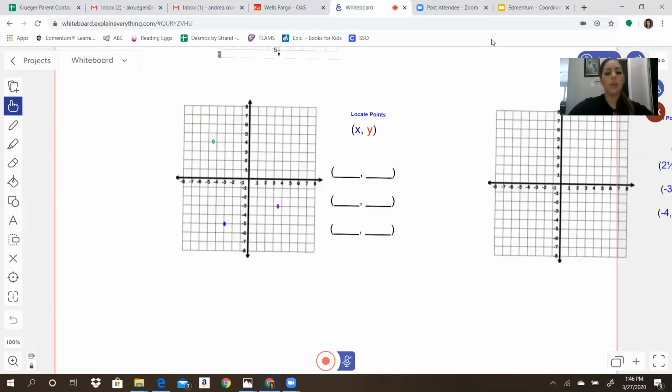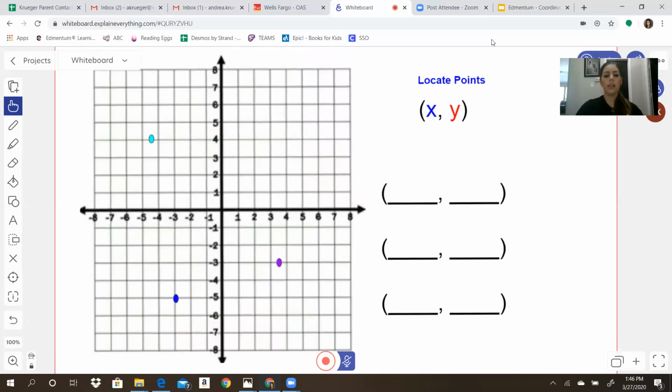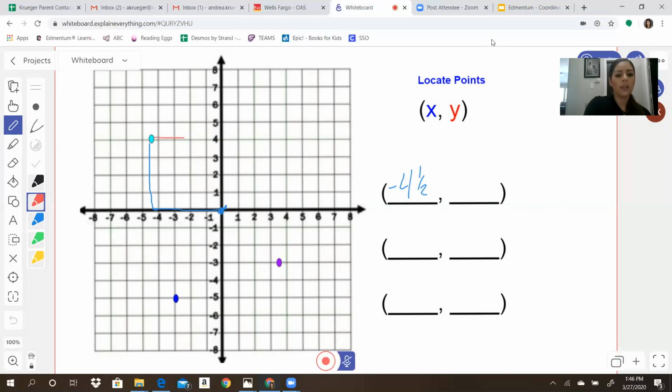Now let's get over here into locating points. If I give you points, you need to be able to take those points and locate them and identify the x and y values. So let's get started. Using my blue for x, we always start at the origin and move down our x-axis. So we have identified here that our x is in between -4 and -5. So x value is -4 and a half. Remember, I can give you rational numbers. Now let's look for our y value. This is our y-axis. My y is 4. Okay, back to the origin.